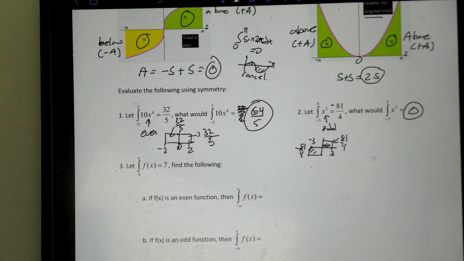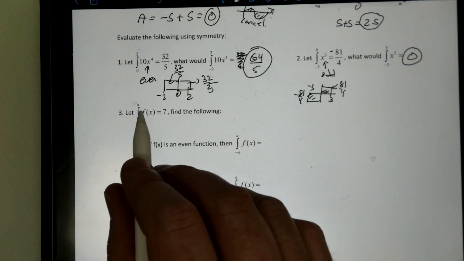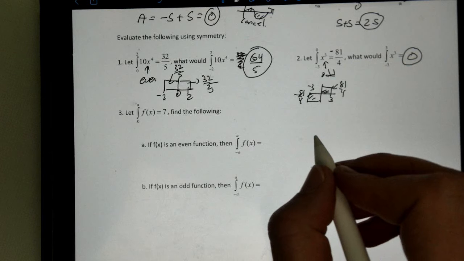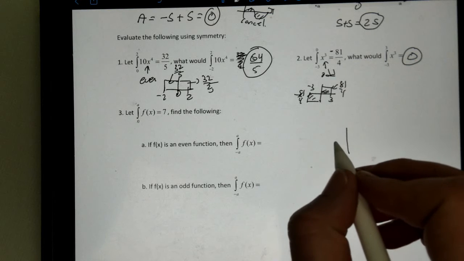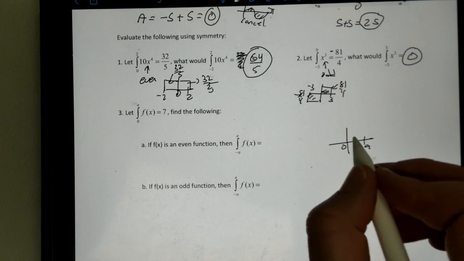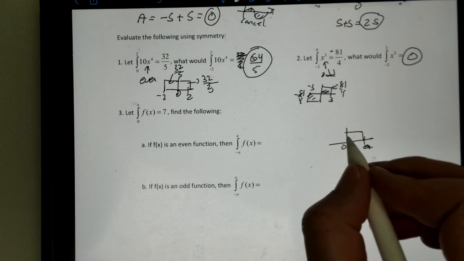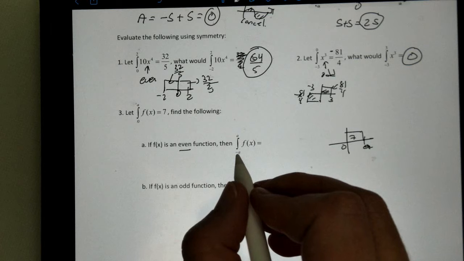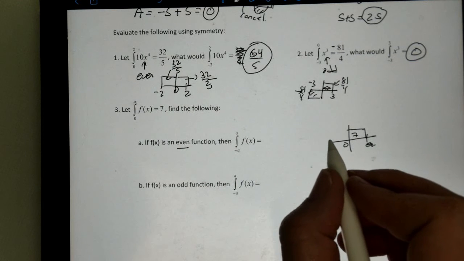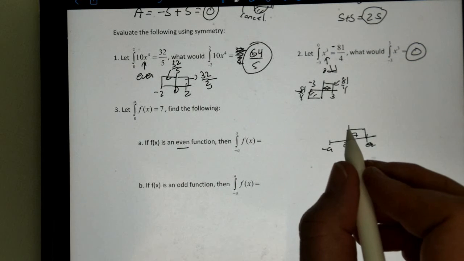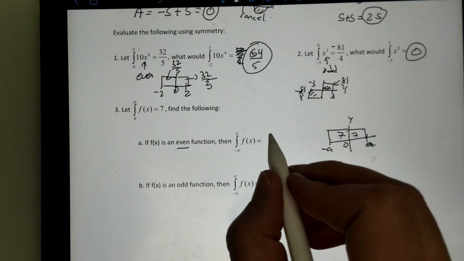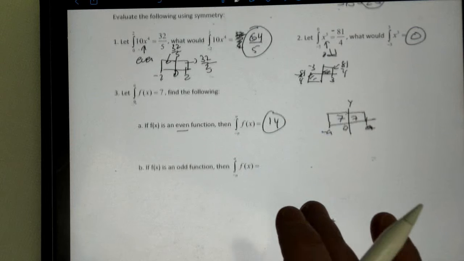So let's try number 3 here real quick. Let's say we go from 0 to a. The area from 0 to a of f of x is 7. So I can do that. So that's telling me if I go from 0 to a, and if I were to draw a box there, I know that that area is 7. Well, then they tell me if it's even, what would negative a to a be? So now I want to go from negative a to 0. Well, if it's even, it's going to be symmetric about this y-axis. It's also going to be 7, and we can double that and get 14.